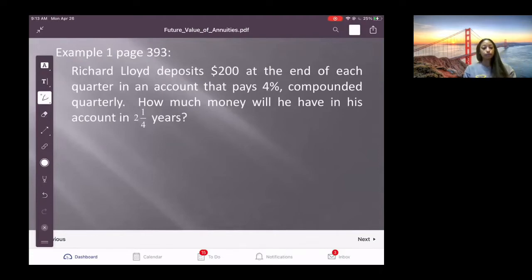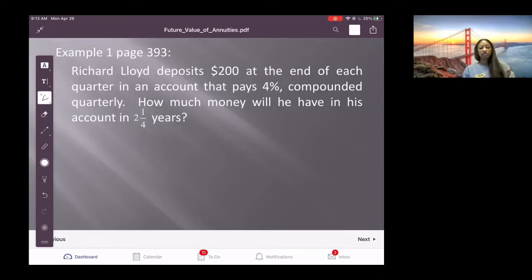First example. Now I want you to look at this problem and then try to determine how we would know that this is an annuity problem rather than just a regular compound interest problem. Notice the similarities between them and then see if you notice a difference. It says Richard Lloyd, why do we need to know his last name? Richard Lloyd deposits $200 at the end of each quarter in an account that pays 4% interest compounded quarterly. How much money will he have in the account in 2 1/4 years?